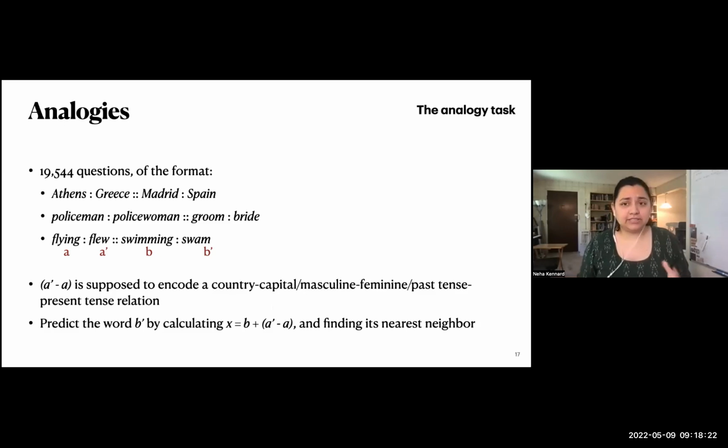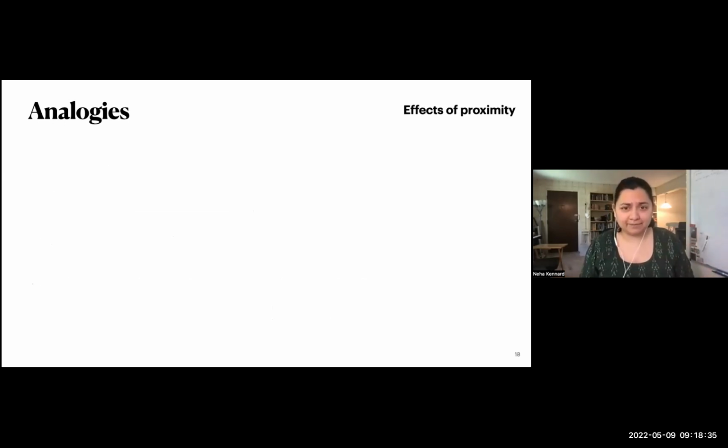So unfortunately, there were results that came out since then that have been far less publicized that show that these results are a little bit misleading and don't fully explain what's happening. So you might imagine from the way that things are publicized that the vector sum that you calculate lands squarely in the perfect neighborhood of the B prime word.